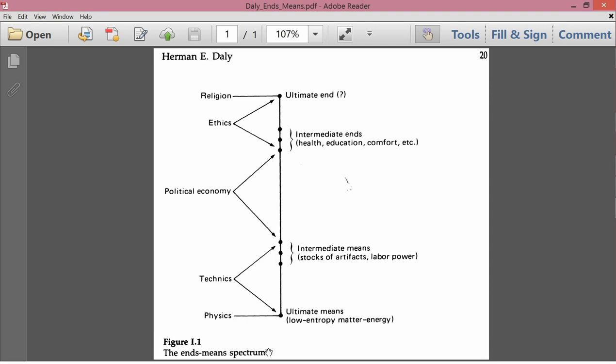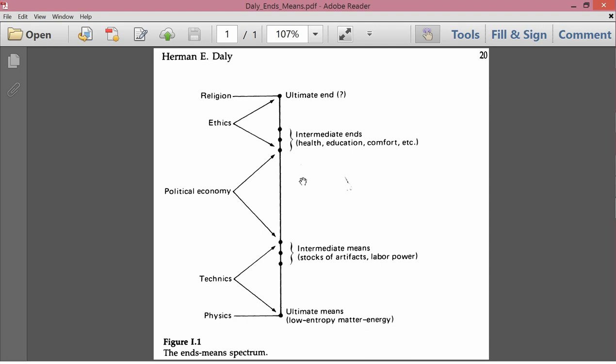Economics is defined in freshman economics books as being the study of how to allocate scarce means to achieve certain desired ends. And that's where the word ends means spectrum comes in. Now, Daly uses the term political economy to mean standard neoclassical economics and suggests that what standard neoclassical economics does is confine itself to the relationship between intermediate means and intermediate ends. By intermediate means, he refers to stocks of artifacts, labor power. So stocks of artifacts would be capital goods, machines. And intermediate ends, health, education, and comfort.